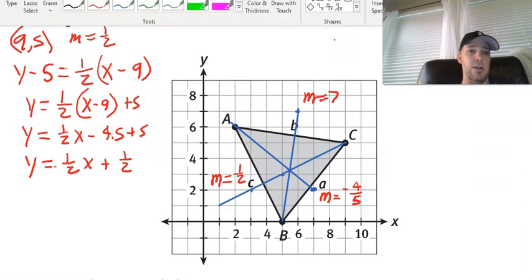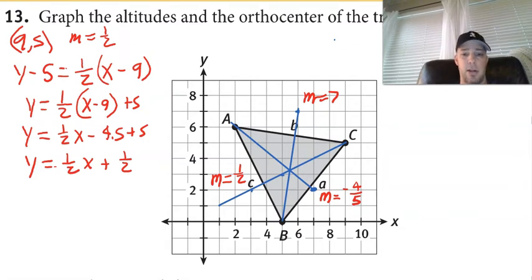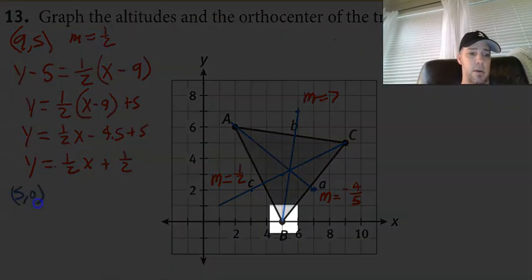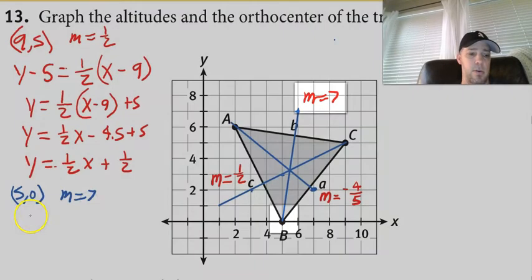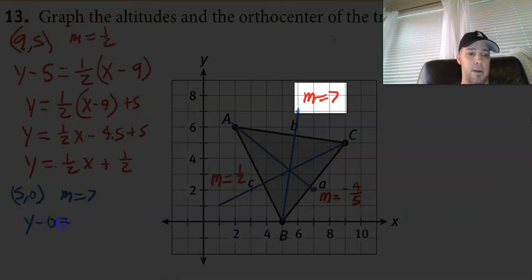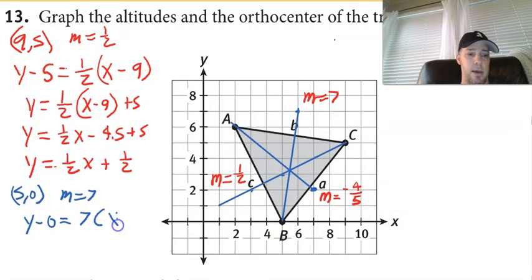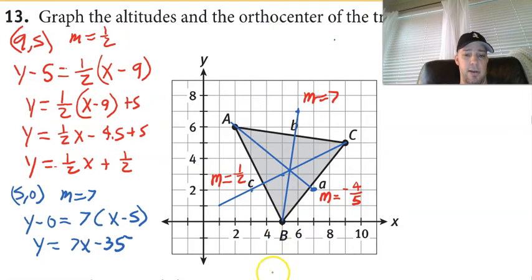For the other equation, I mentioned I was going to use this one here, so I can use the point (5, 0) and the slope of 7. So y minus y1 equals m times x minus x1. And this one should be a pretty easy one to simplify. y equals 7x minus 35. And that does look like the y-intercept will be pretty far down there at about negative 35.